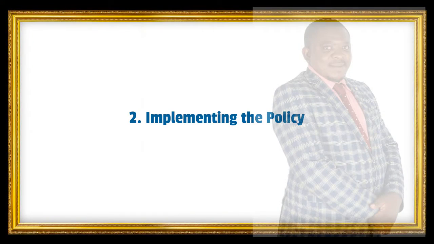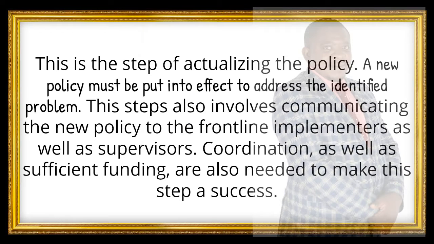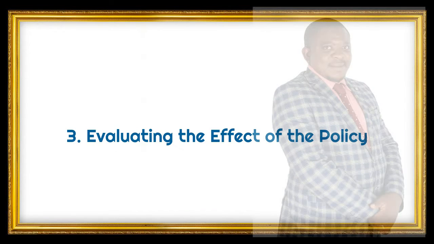2. Implementing the policy. This is the step of actualizing the policy. A new policy must be put into effect to address the identified problem. This step also involves communicating the new policy to the frontline implementers as well as supervisors. Coordination, as well as sufficient funding, are also needed to make this step a success.